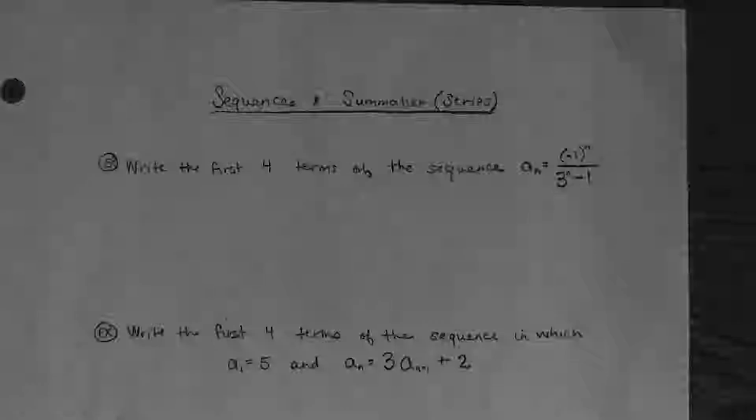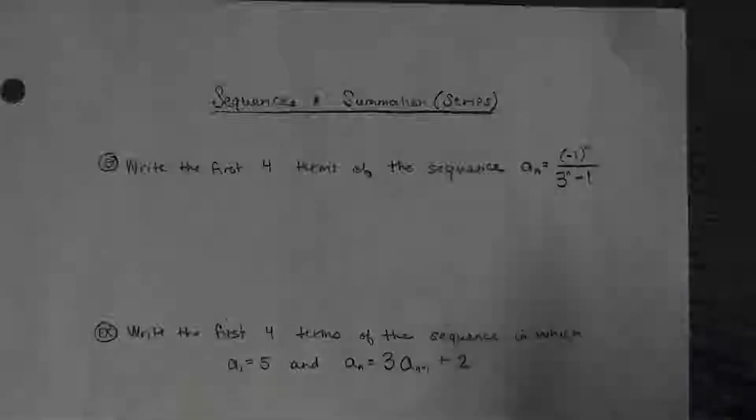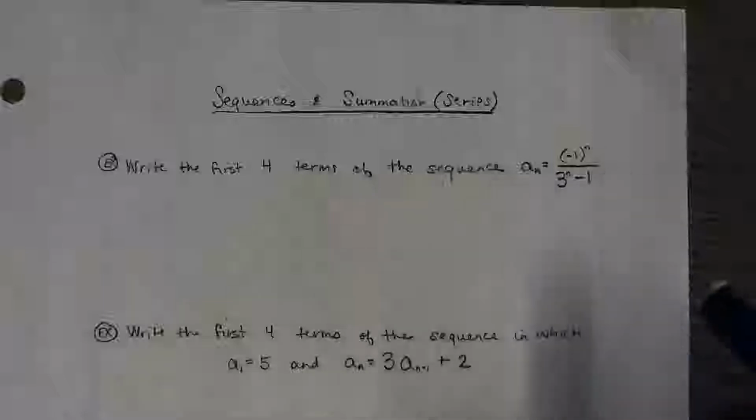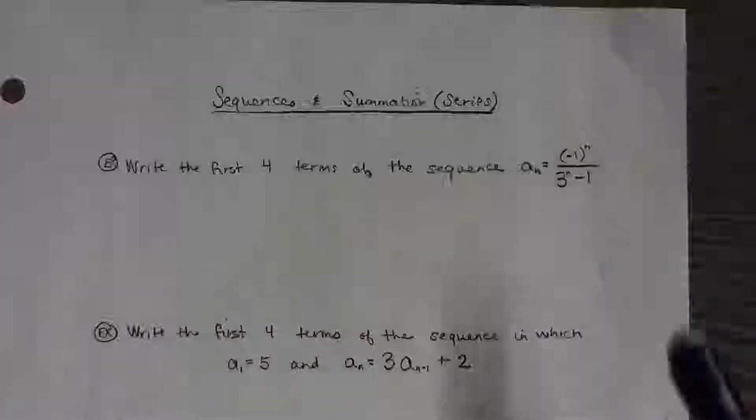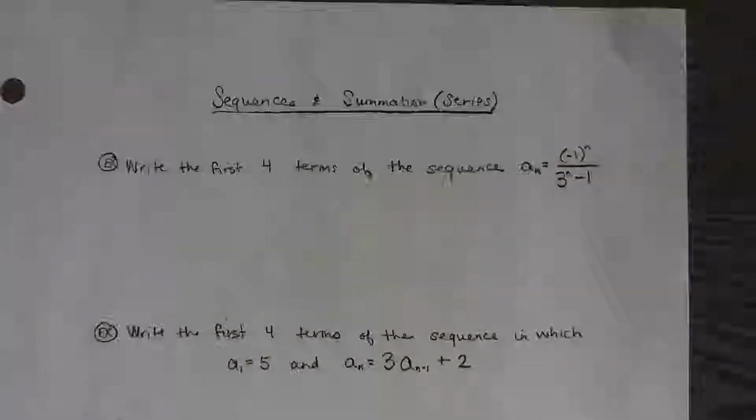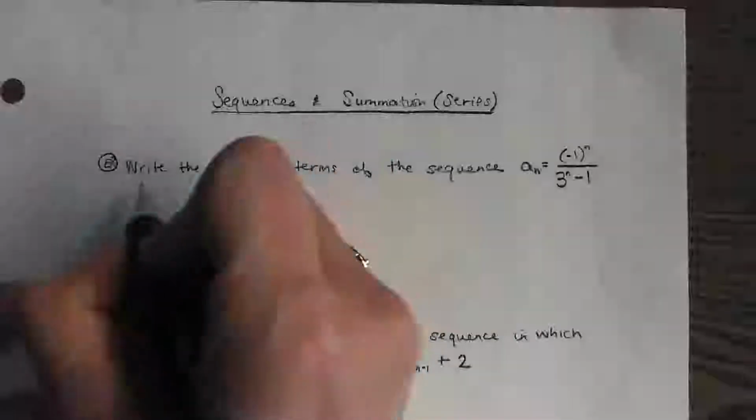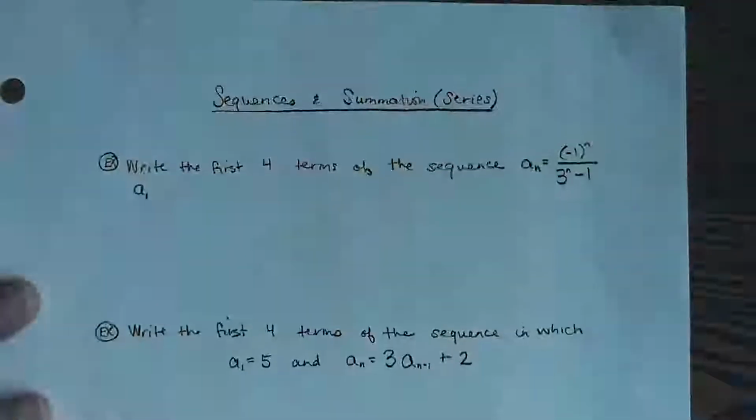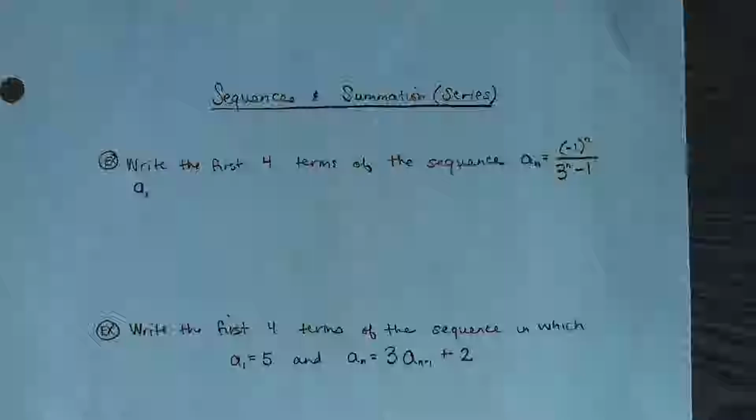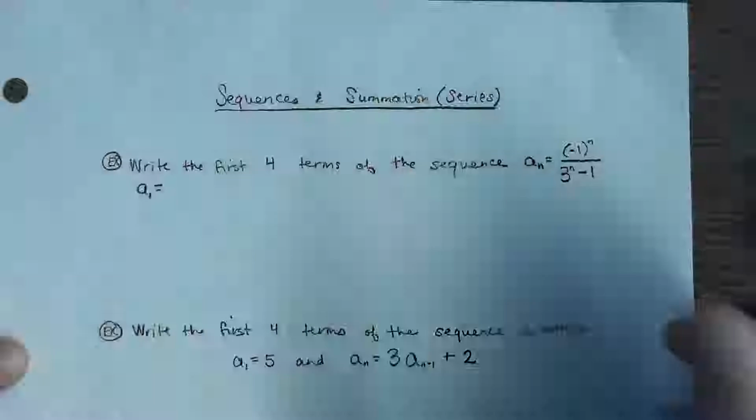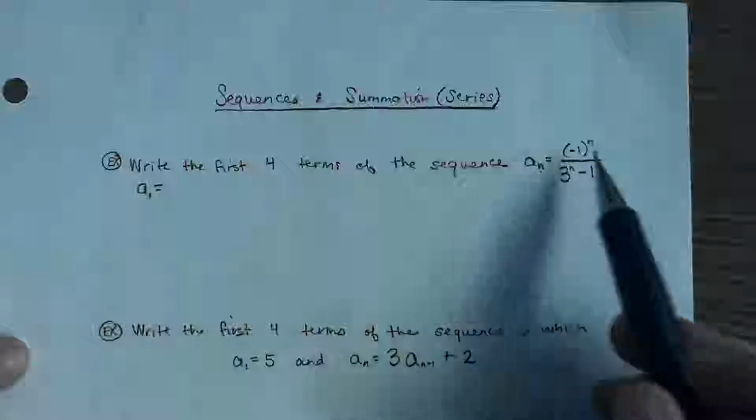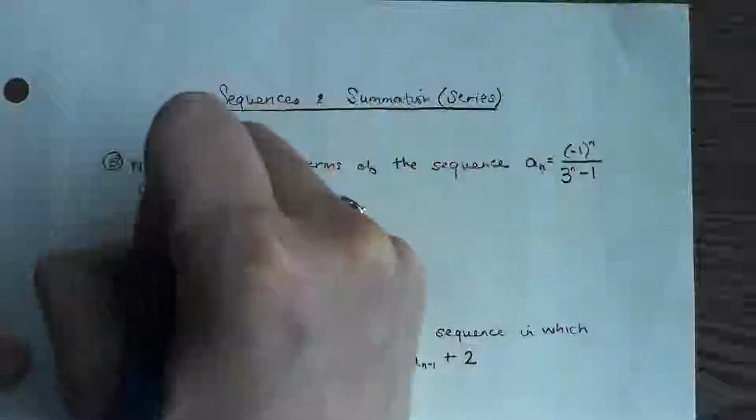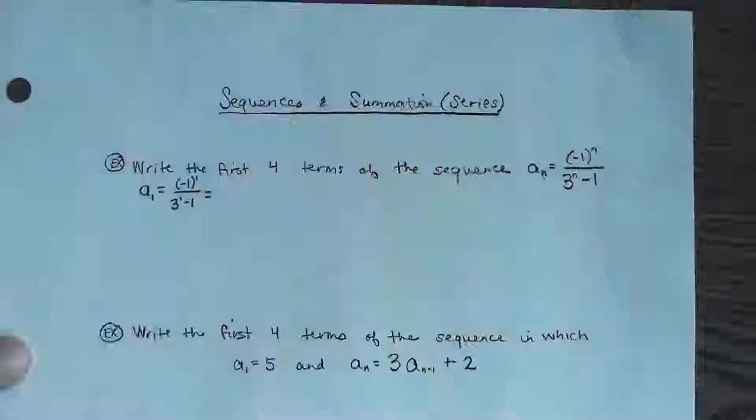Starting with notation from last year, right? The first four terms of the sequence A sub n, that's because the n is a subscript, equals, and they're just giving us a rule. So if we want the first term, that's notated by A sub 1. And for the first term, if n is 1, you just plug in 1. So negative 1 to the first power over 3 to the first power minus 1.